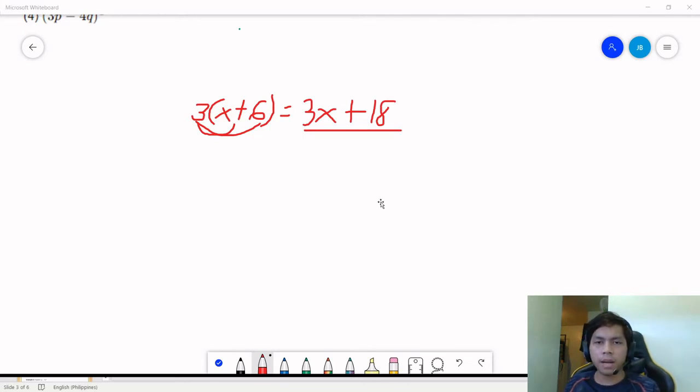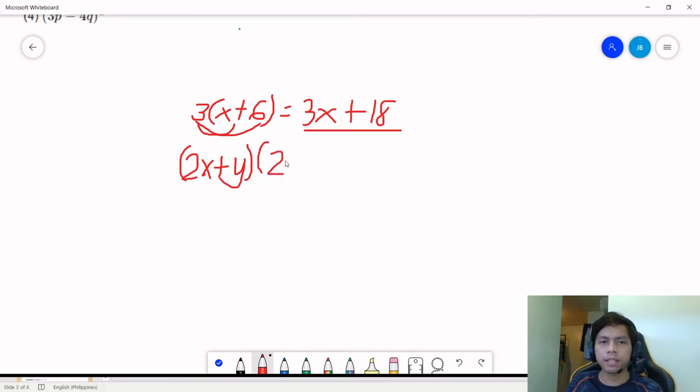How about for the difference of two squares? Let's say 2x plus y times 2x minus y, as long as they are the same, but it's just this sign here that changes.